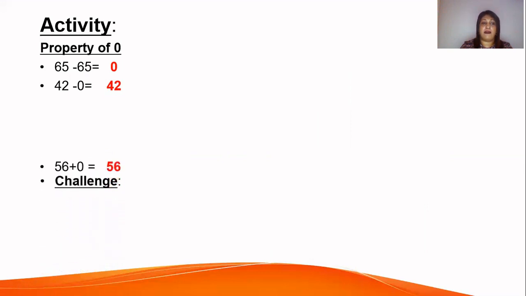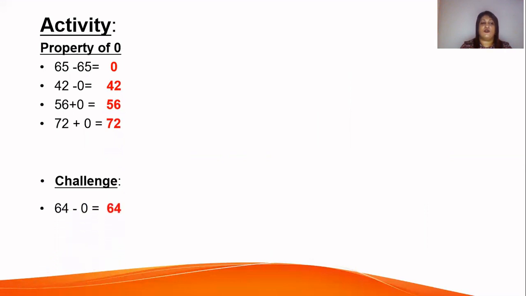Again, any number added to 0 will always remain the same because we're not putting anything in. So 56 plus 0 will be 56. Again, we're adding 0 to a number, it will remain the same. 72 plus 0 is 72. Here again, we are subtracting 0 from a number, it will stay the same. 64 minus 0 is 64. And when we subtract a number from itself, the answer is always 0. So 45 minus 45 is 0. Let's go to the challenge.